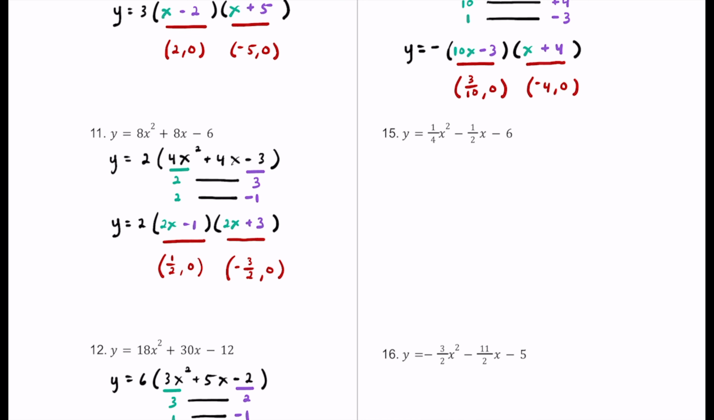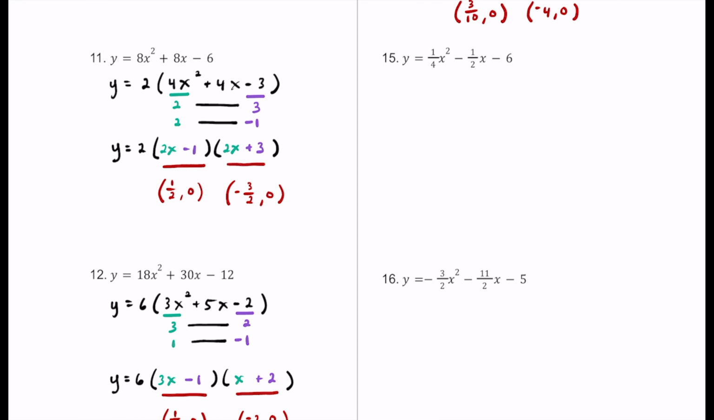For number 15, we got some fractions going on here. So what can you do to get rid of dealing with these fractions? Well, you can use some strategies of your factors and using your fractions a little bit here. So let me see here what we can do so we don't have to deal with this. Maybe we can factor out 1/4. Let's see what would happen if we factored out 1/4 here. If we factored out 1/4, then what would we be left with? We'd be left with x squared, right? 1/4 times x squared is 1/4 x squared.